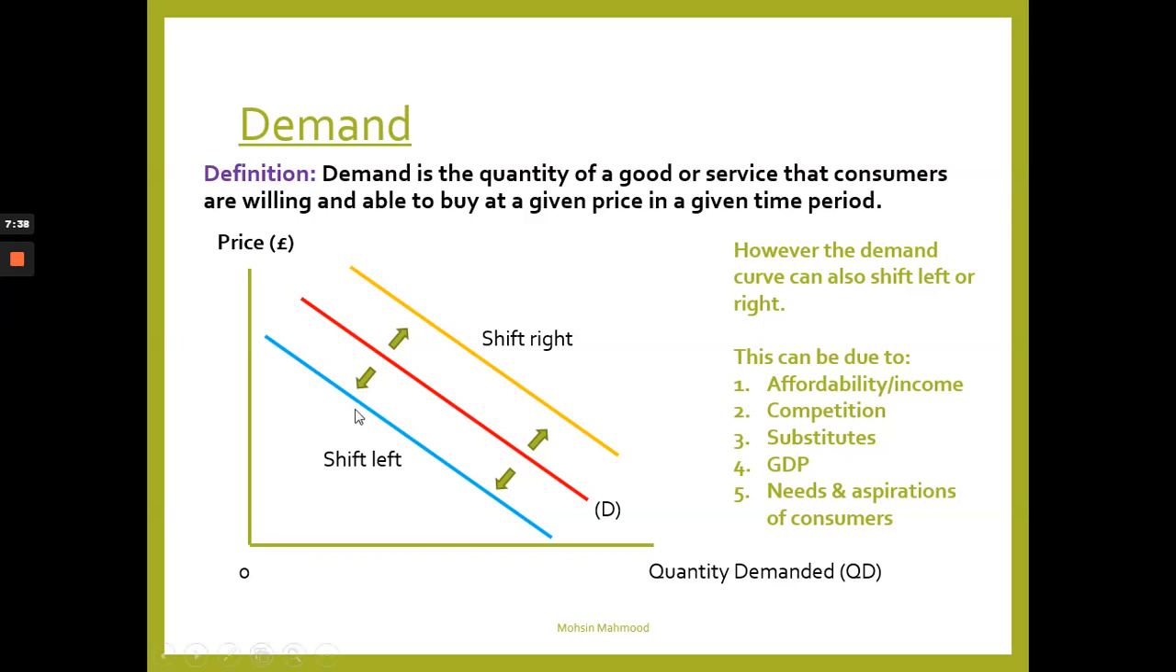And now if the demand curve shifts to the right, that means that more is demanded at every price level. So it's an increase in demand basically. And if demand shifts to the left, that means less is demanded at each and every price level, so that basically means it's a decrease in demand.